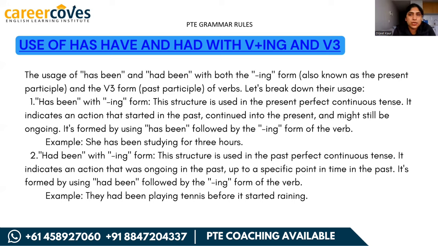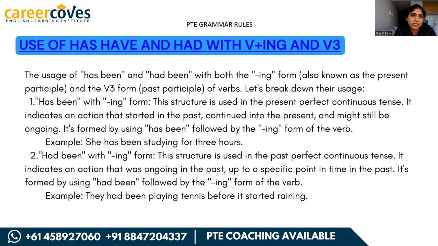The next thing is that sometimes has, have, and had can come with the verb with ing, and the third form of the verb. The uses of has been, had been with the ing form, also known as the present participle, and the third form of the verb, which is considered the past participle, can be there. Let's break down the uses. Has been with ing form. This structure is used in the present perfect continuous tense.